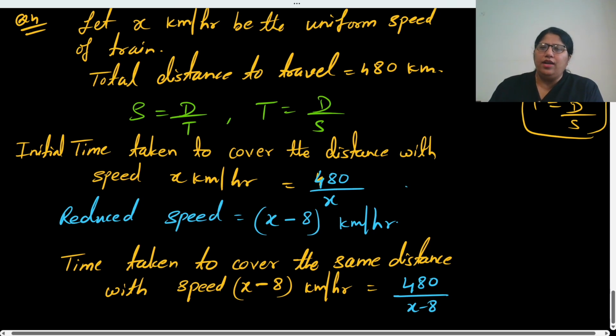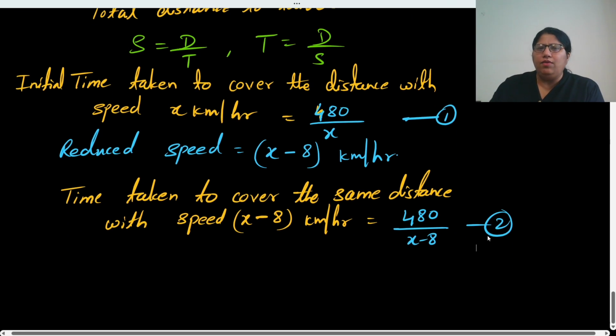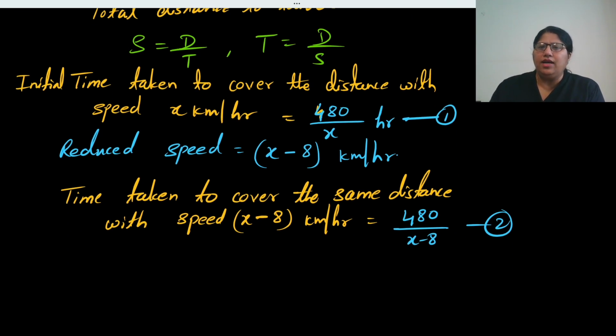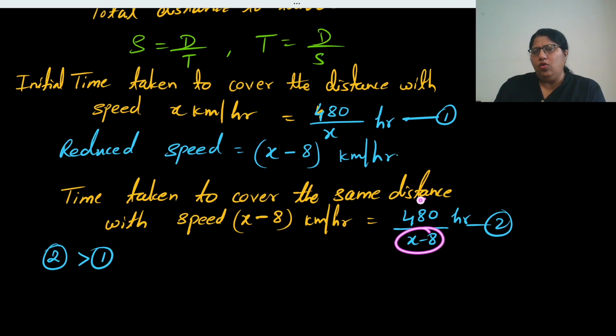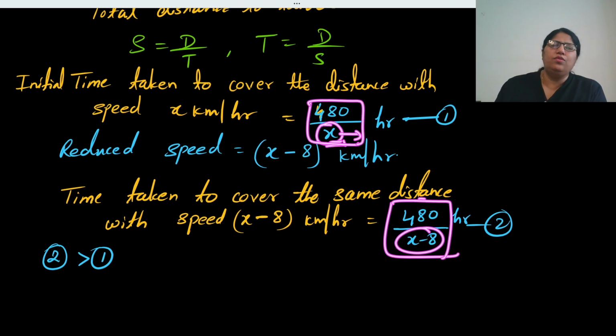Now you need to find out which is greater, because you are getting the answer in hours. You know that when the speed is less, the time taken will be more. So you know that your value in 2 is greater than the value in 1, because when your denominator is smaller, the whole value will be greater. Since x is greater than x minus 8, dividing by the greater value makes the whole fraction smaller.